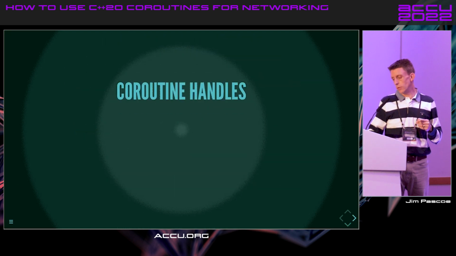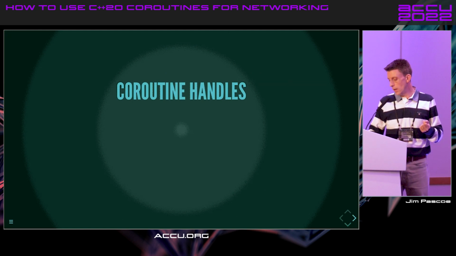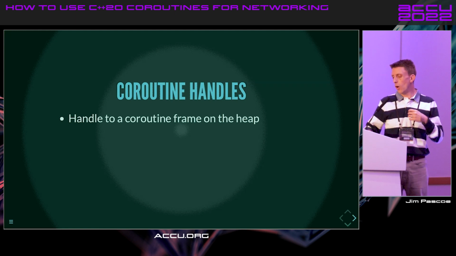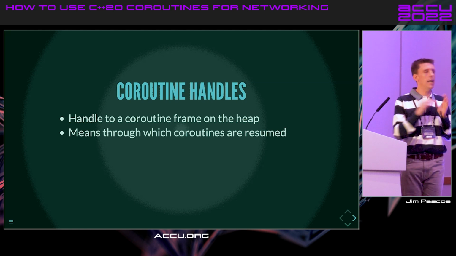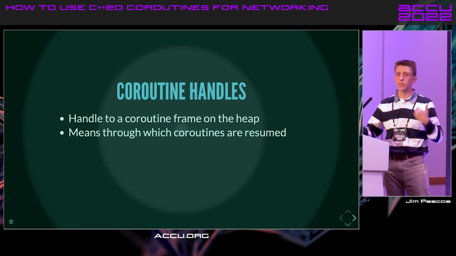All right, coroutine handles. After all of that, a coroutine handle is a bit like a C pointer. It is basically a handle to the coroutine frame on the heap. The coroutine handles are the primary mechanism through which coroutines are resumed and also destroyed. Okay?